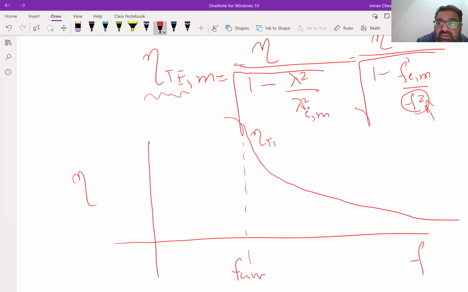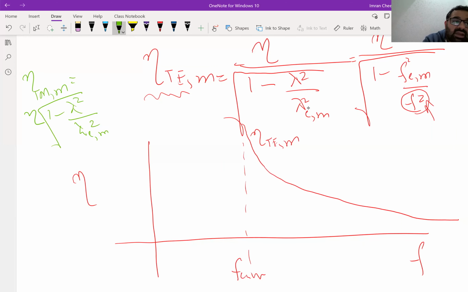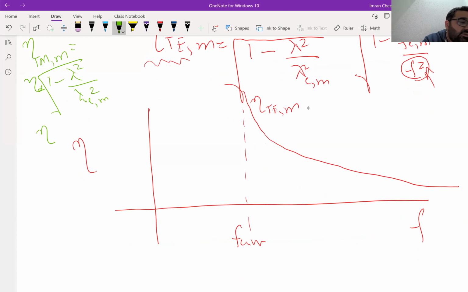This is eta TM, and eta TM, for the TM modes of the parallel plate waveguide, all the relationships are exactly identical other than the impedance and the fields, which are slightly different. Their impedance is equal to root of 1 minus lambda squared over lambda cm squared. Here it gets multiplied, and same as the frequency.